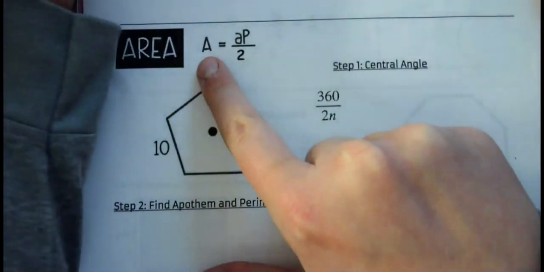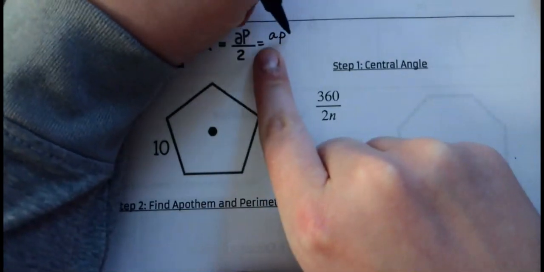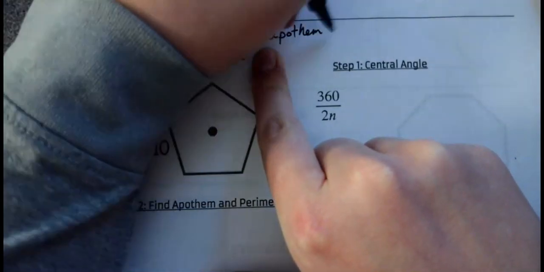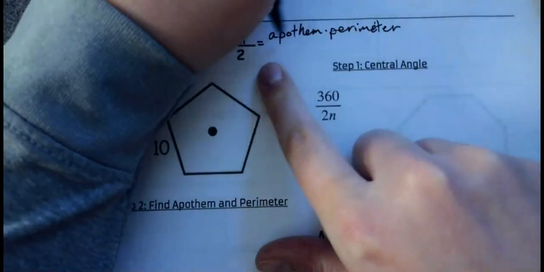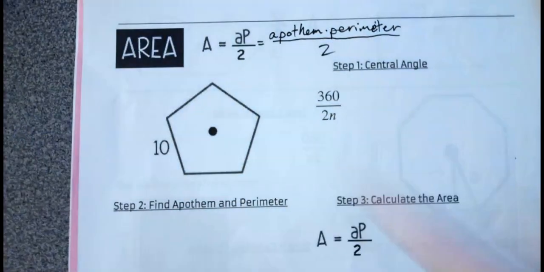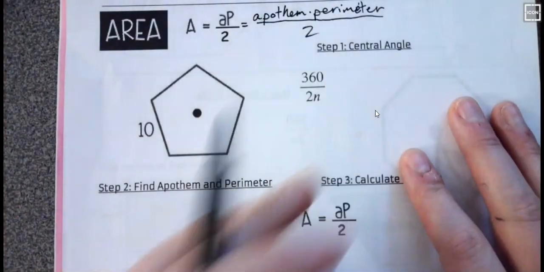So this is the formula. It's apothem, and I'm going to write it out: apothem times perimeter divided by 2. That's not how you spell that, perimeter. So step 1 is to find the central angle.